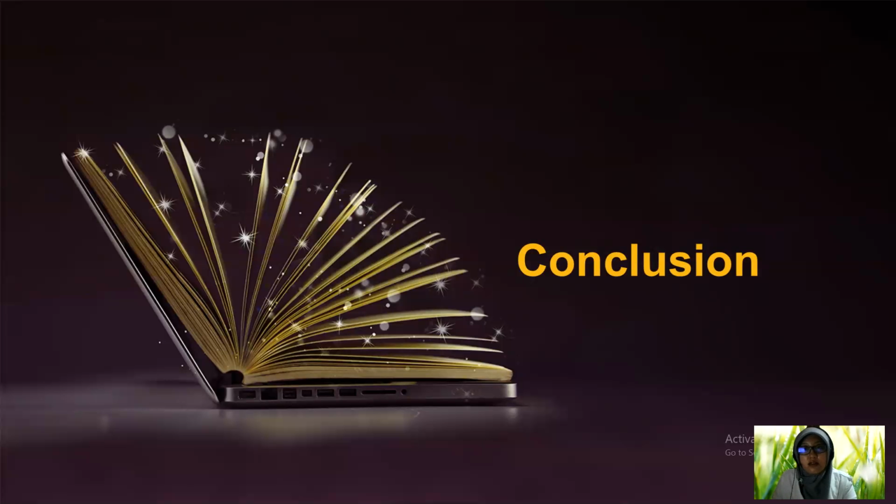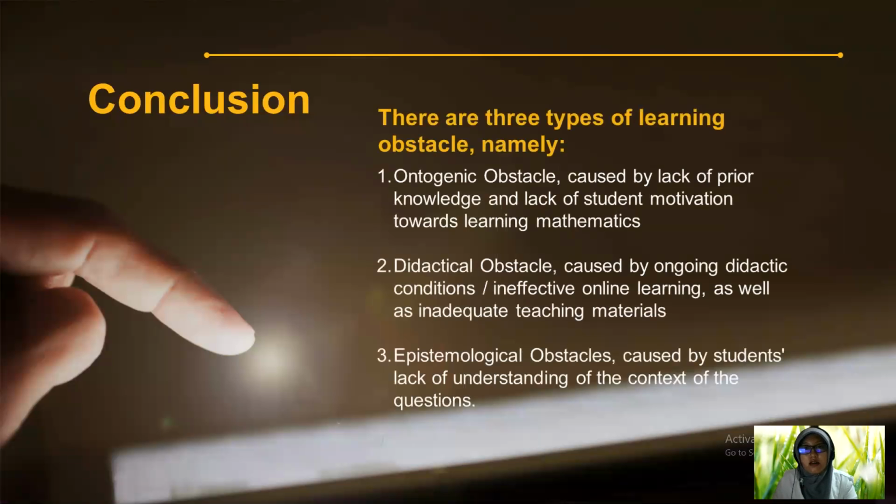And the conclusion. There are three types of learning obstacle. First, ontogenic obstacle caused by a lack of prior knowledge and lack of student motivation toward learning mathematics. The second, didactical obstacle caused by the ongoing didactic condition or ineffective online learning as well as inadequate teaching materials. And the third, or the last one, epistemological obstacle caused by students' lack of understanding of the context of the question.